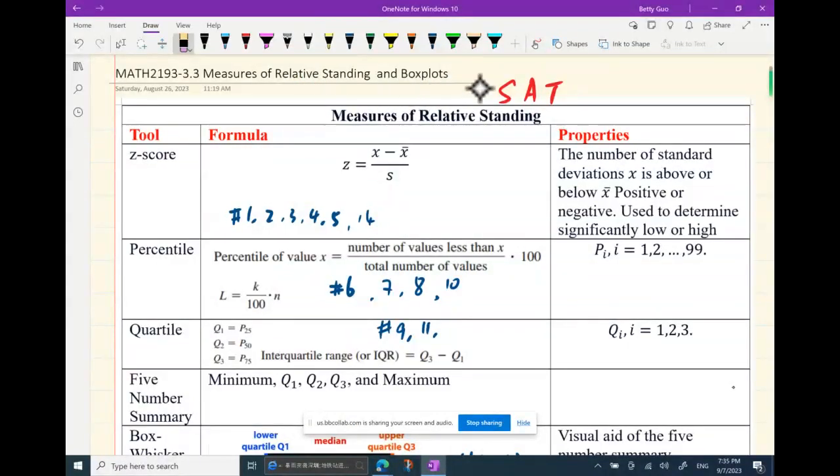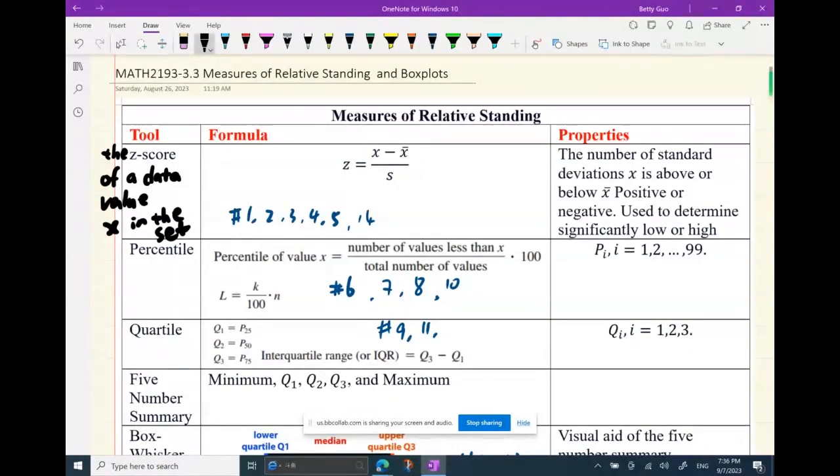We are going to learn a few measures of relative standing. The first one is called a z-score, with a lowercase letter z. Let me complete the definition here. When we say z-score, it's not just by itself. Z-score refers to the z-score of a data value x in the data set. That's the complete concept for z-score.